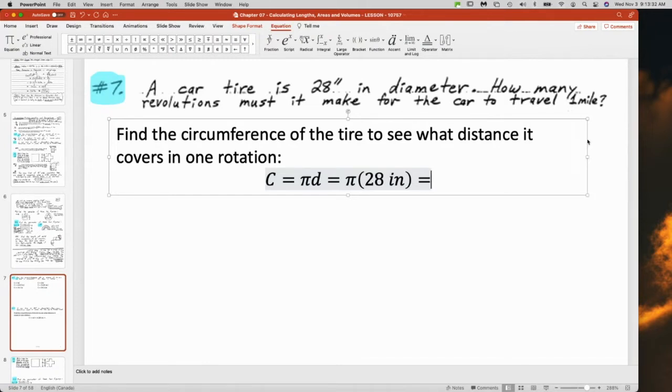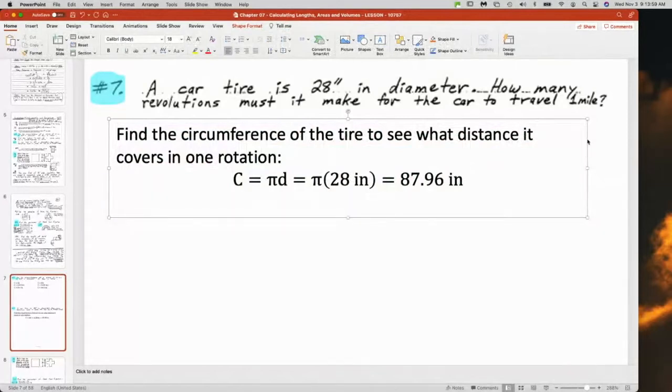Thank you, Marco. Okay, we got differing numbers there. Is it 96 or 92 at the end there in the decimals? Okay, the tiebreaker is 96. Sounds good to me. 87.96. Because this is not the final answer, I'm just going to put more decimals on this one. Okay, that's fine actually. All right. So that's the distance it covers in one rotation.